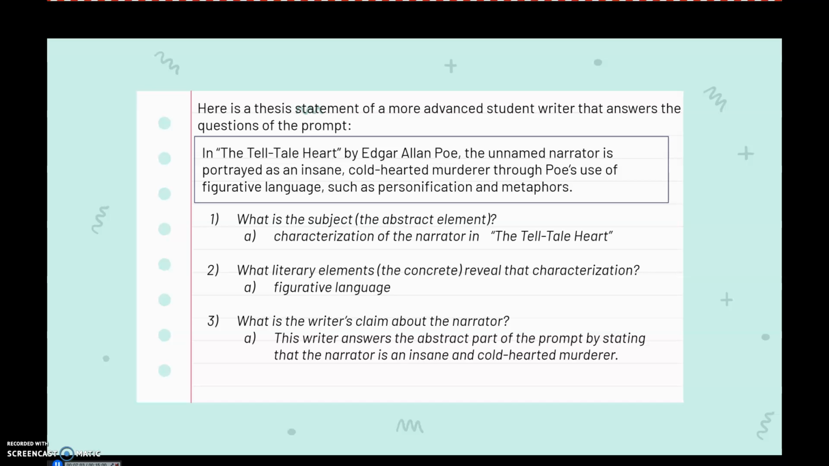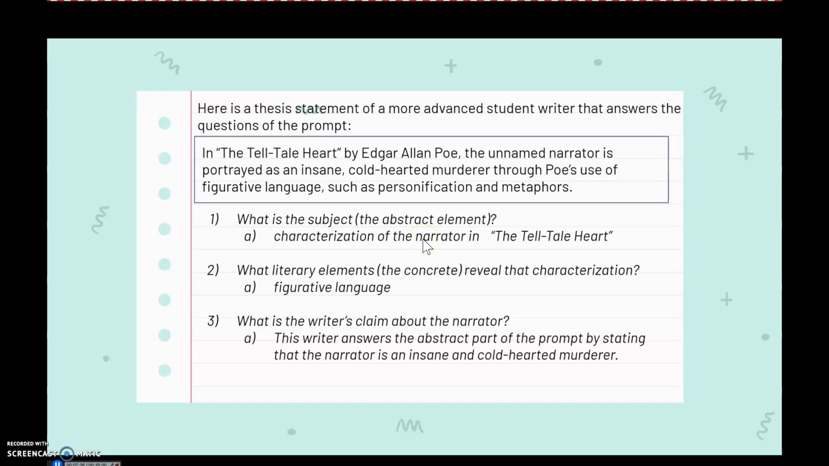This is so much more detailed, and I do want to point out that even though it's more detailed, this thesis statement does not have evidence in it. That is a key to a thesis statement. It tells the reader your opinion and what they can expect to find in the paper, but does not offer text evidence yet. So what's the subject?